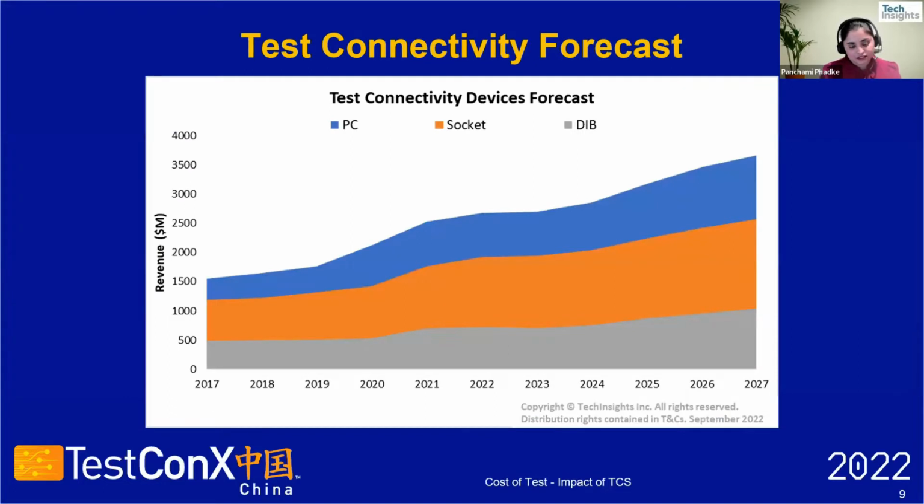Among the three aspects of test connectivity system, probe cards are the major player in the industry. And it's expected to grow to 3.5 billion by 2027. As you can see in the chart, the first one is probe card. The compound annual growth rate of probe card market from 2015 to 2027 was about 13.7%, with a year-over-year growth of 19% from 2020 to 2021, which was amazing.